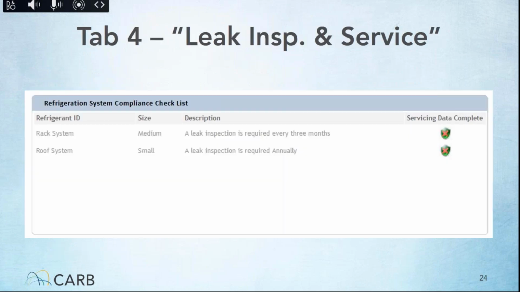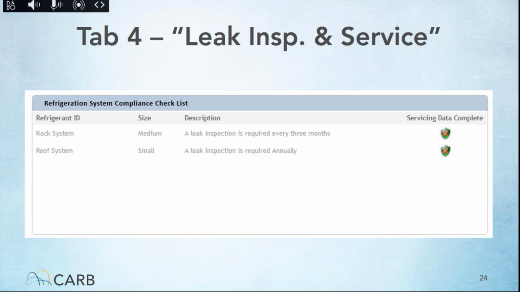Then when we go back down to our refrigerant system compliance checklist on tab 4, we can now see kind of what I was alluding to earlier. So on this example, you'll see that this facility only has 2 systems, a medium and a small. So the compliance checklist will show them how many leak inspections that they're looking for that year. And as you'll see for the small, it's just 1 annually it's asking for, while on the medium one, it's asking for 1 every 3 months.